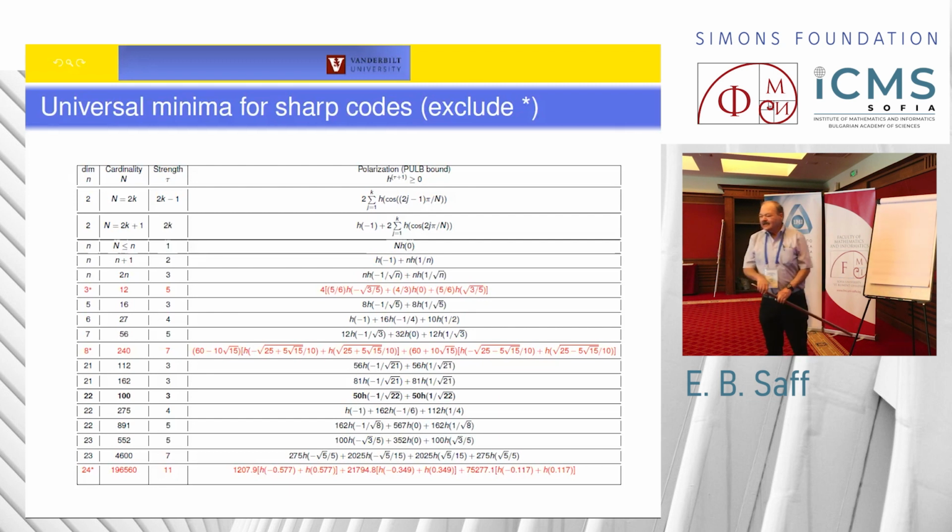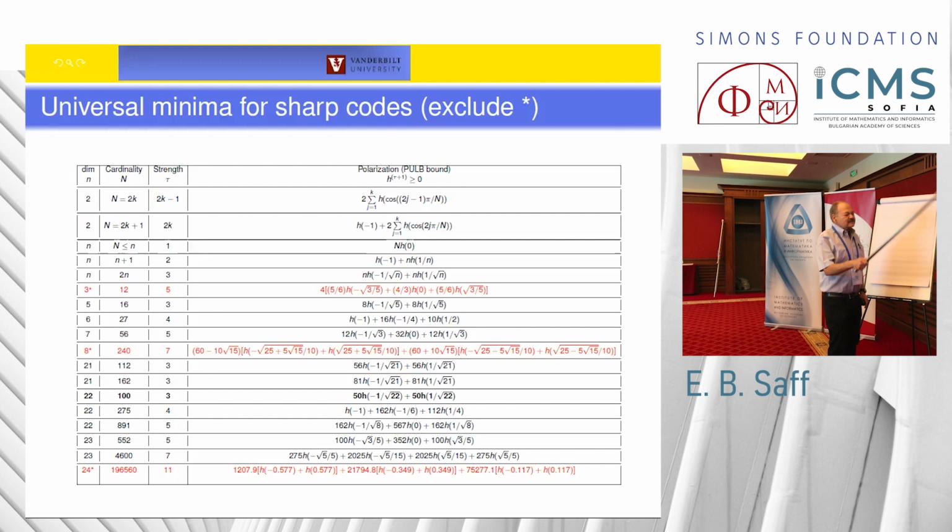Okay? And in fact, we get sharpness, and here are our formulas for the lower bounds. So these are the universal lower bounds that are actually attained for these sharp codes. And so we get these except in 3 cases. Okay? And those are the ones in red.